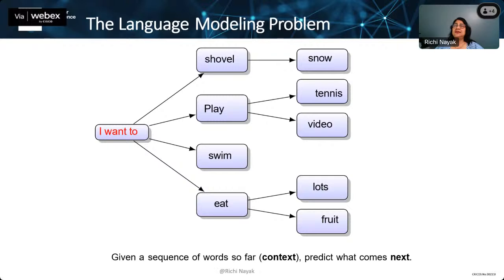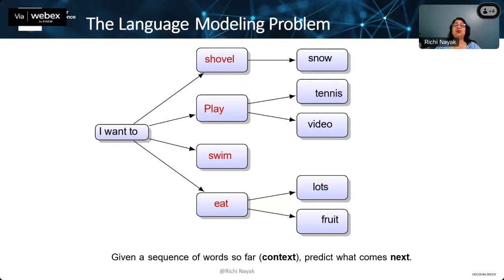So now its task is to predict what comes next. So what it does, it would go into the corpus and see what the next word is, if it's a next word prediction problem, and that's what most of the LLMs would do. And it would see what the next words are based on the frequency that they appear in the corpus. So something like that. It will pick shovel, play, swim, eat. So now you have got multiple sentences.